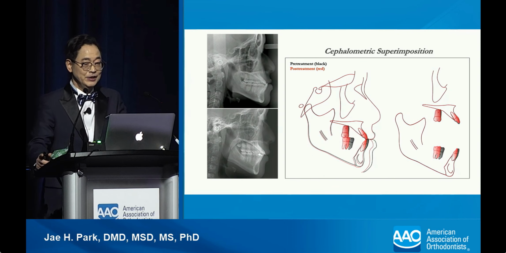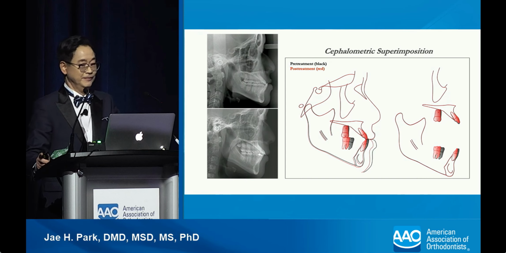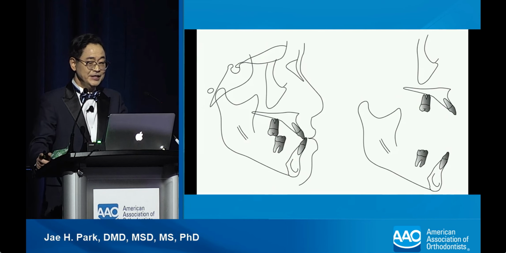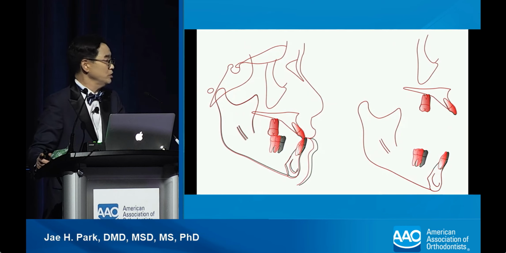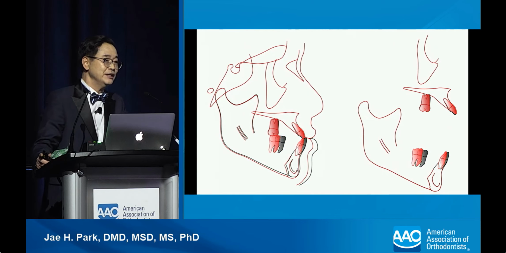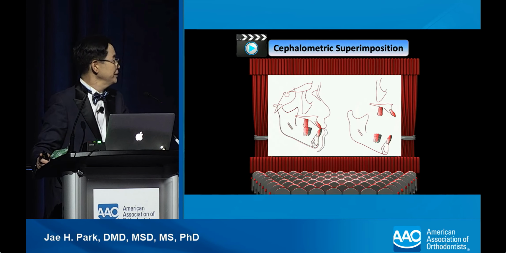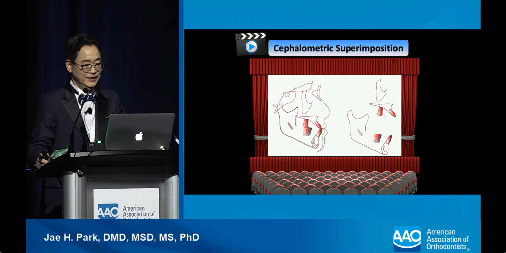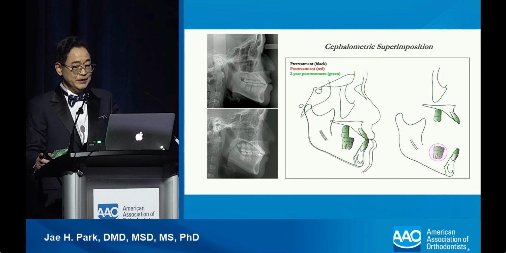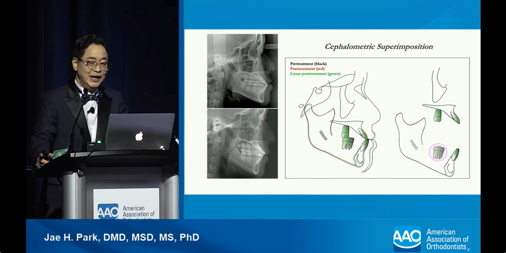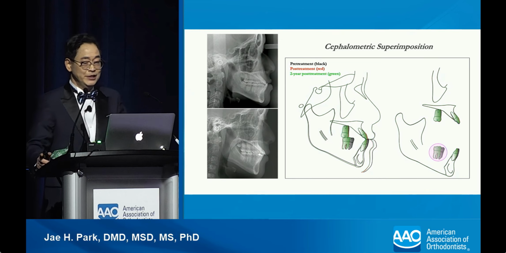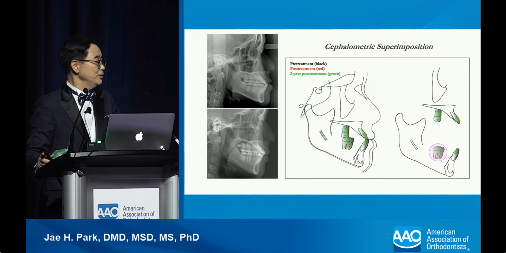As you see here, the lower 6 were tipped back after distalization. Let's see the movie here. After total arch distalization of the mandibular dentition, you can see that when you distalize, the molars do not show body movement. It's more like a tip back. As you see here, the lower 6 was tipped back after distalization. I'll talk a little bit about this when I review 3D superimposition.